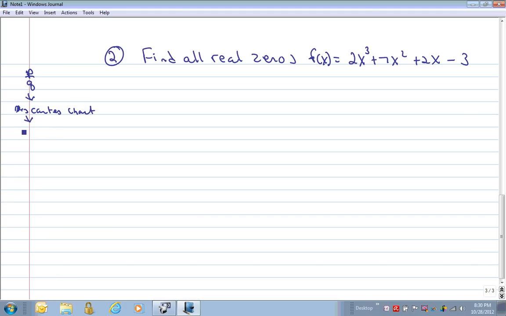Then we're going to go to synthetic division. And then we're going to go to the quadratic. And then finally we're going to finish by finding our zeros.